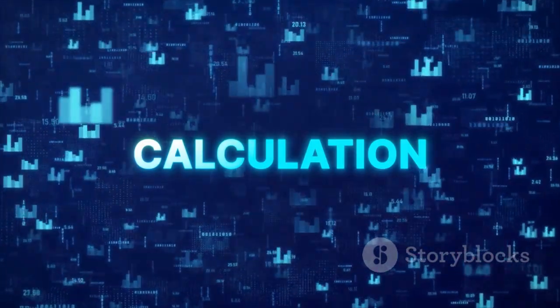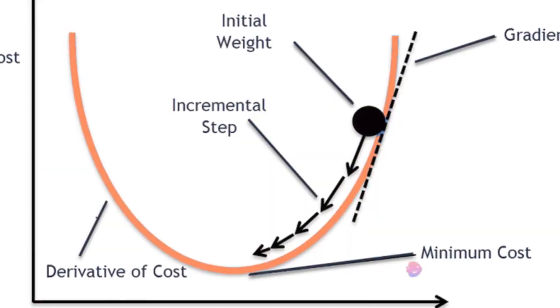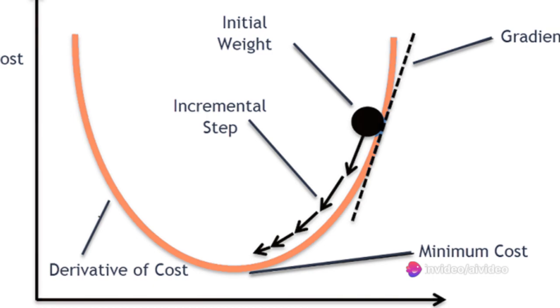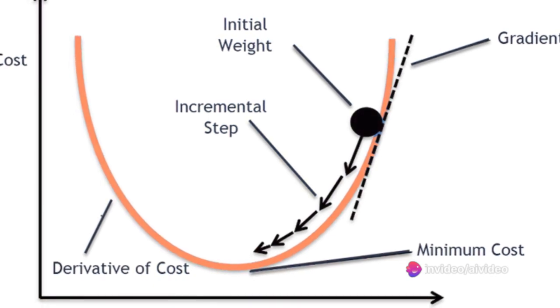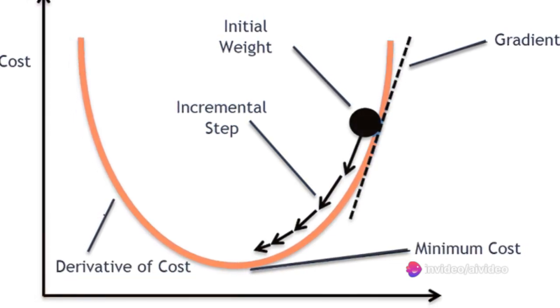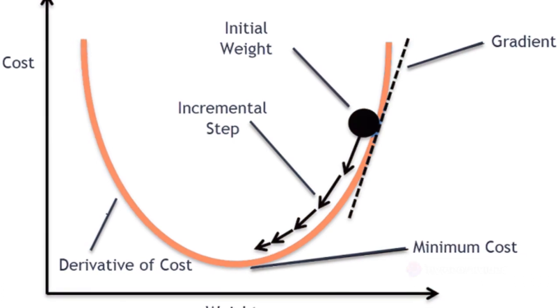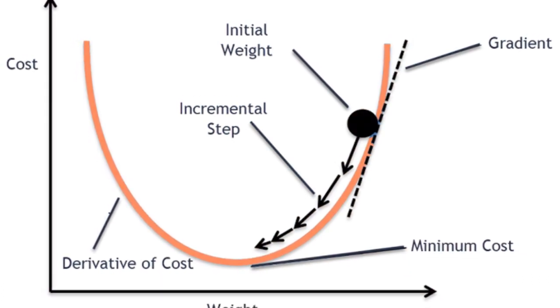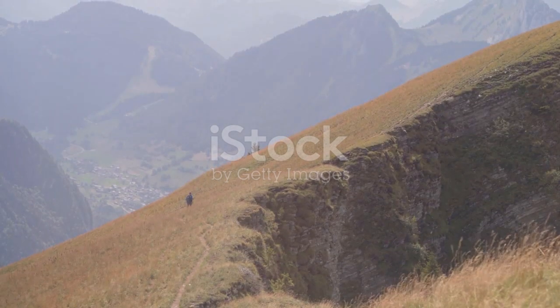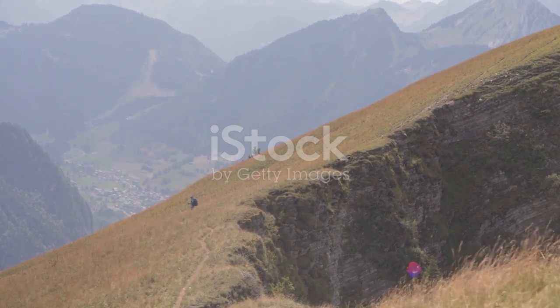Now picture this cost function as a hilly landscape. The aim is to find the lowest point in this landscape, which corresponds to the best values for m and c. This is where gradient descent comes in. Gradient descent operates like a hiker who wants to reach the bottom of the hill.